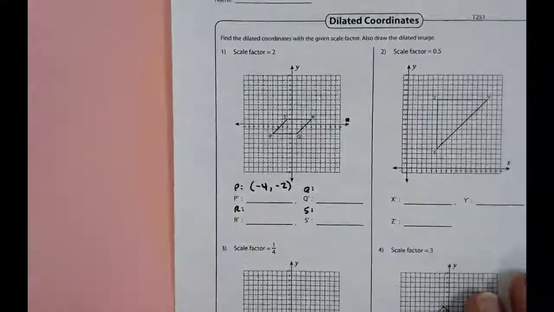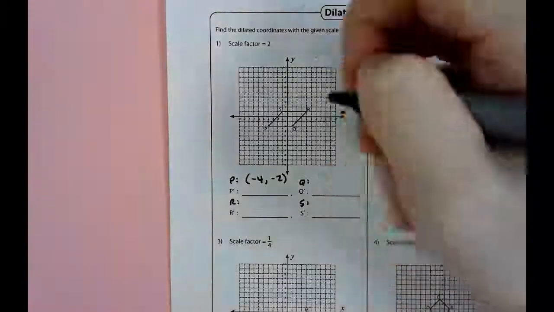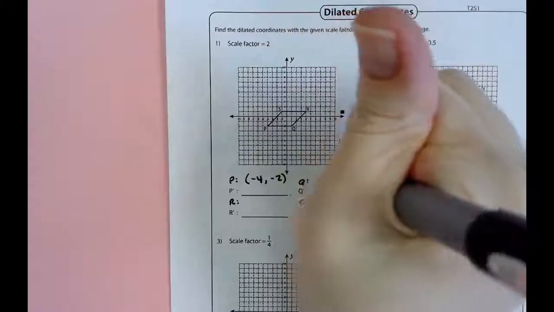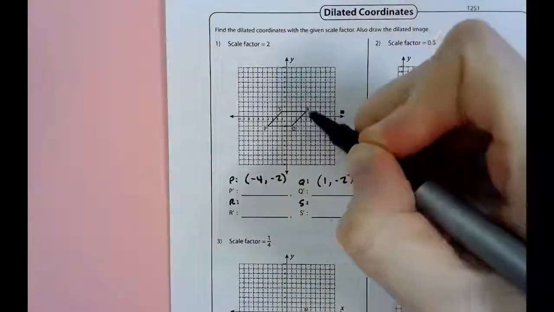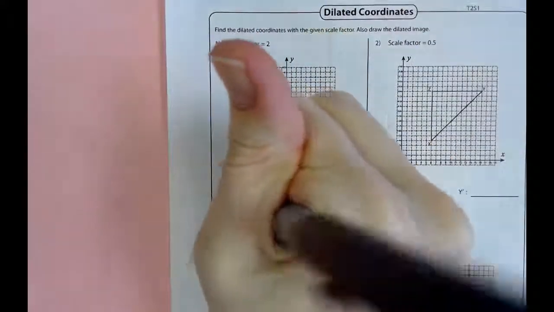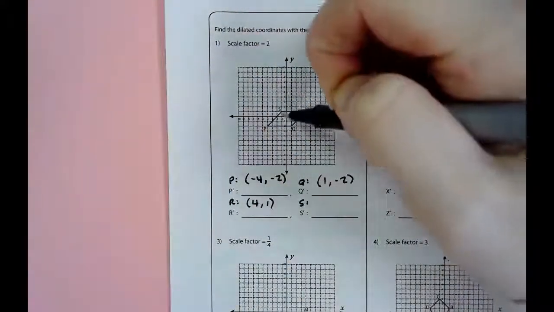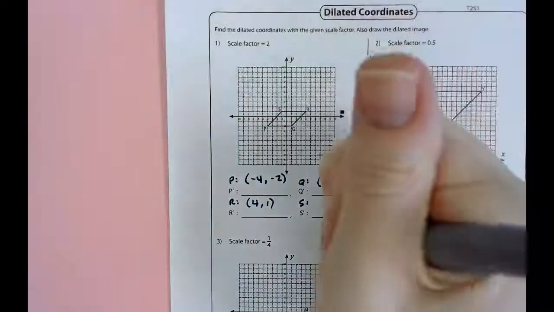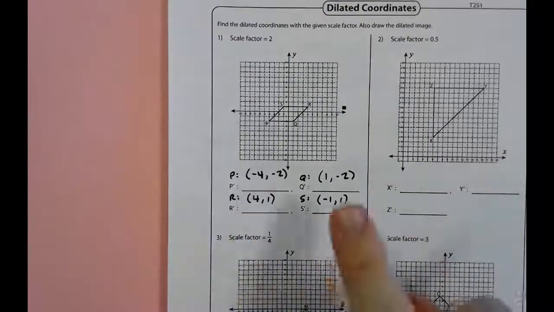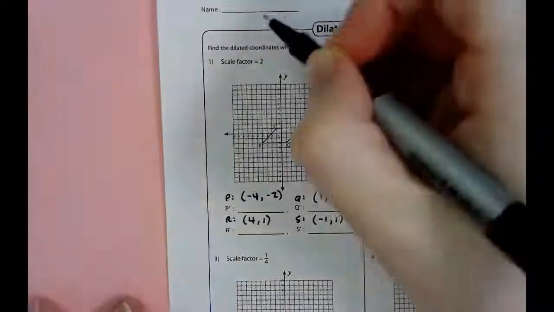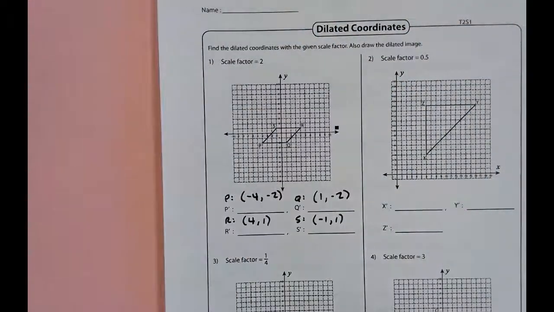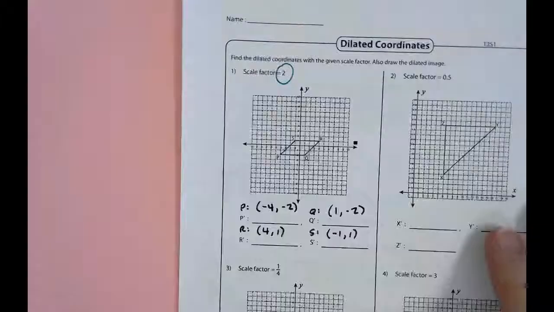That's my original coordinate. Now I'm going to go to Q, 1 down 2. So 1, -2. Now I'm going to go to R, 1, 2, 3, 4 up 1, so 4, 1. And then I'm going to go to S, to the left 1, up 1, so -1, 1. Now that I have those original coordinates, I'm going to apply my scale factor of 2. All right, I'll do this in a different color. So I'm going to apply my scale factor of 2.